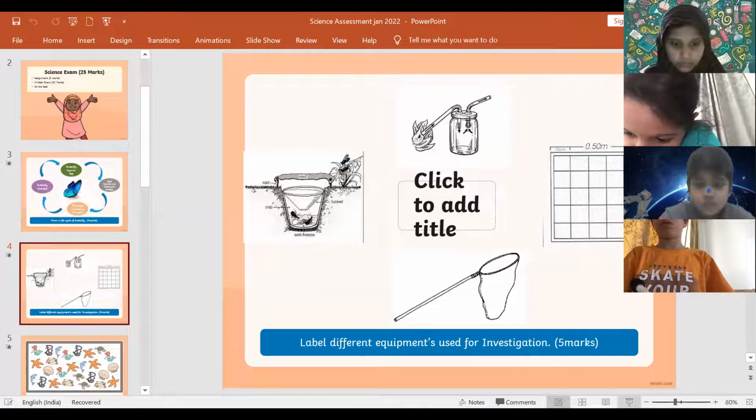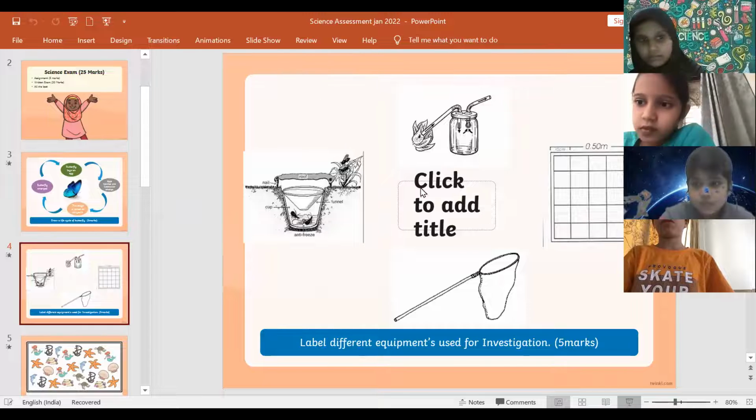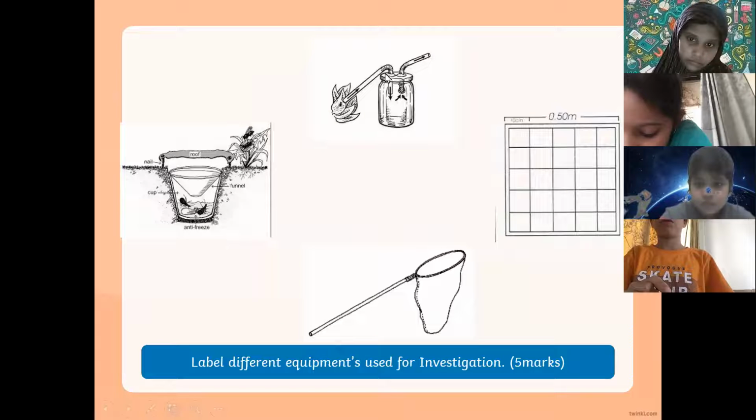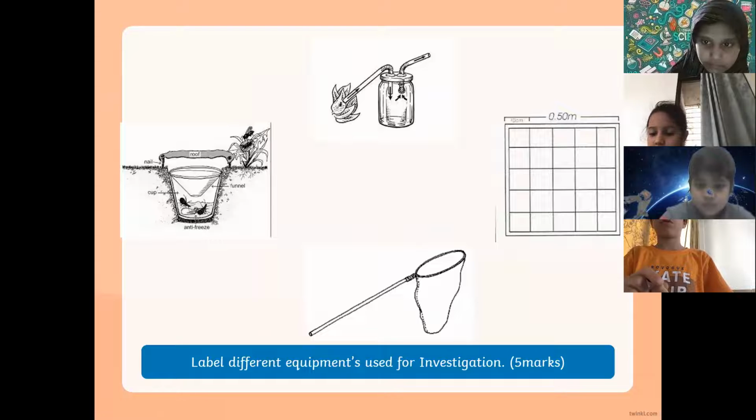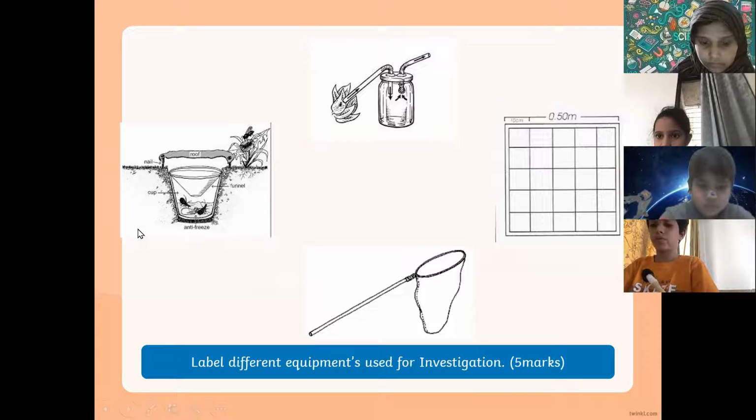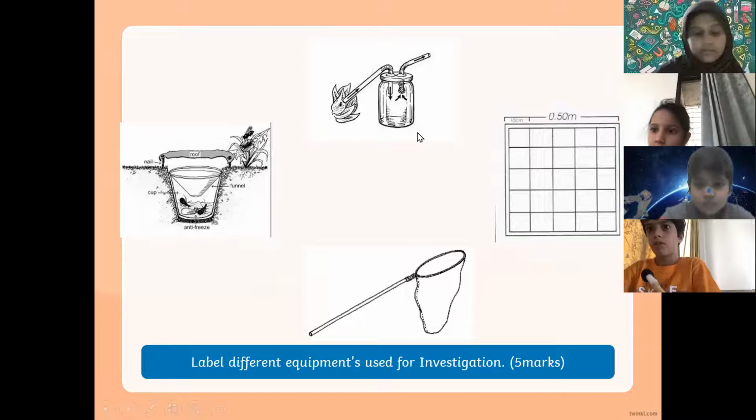Oh, what has happened? Okay, so now you have to write the four names of the equipment. You can start from here and go clockwise. 1, 2, 3, and 4.